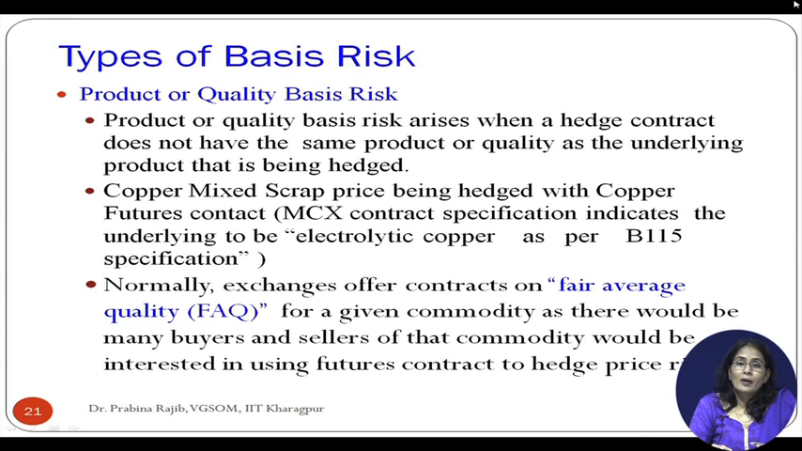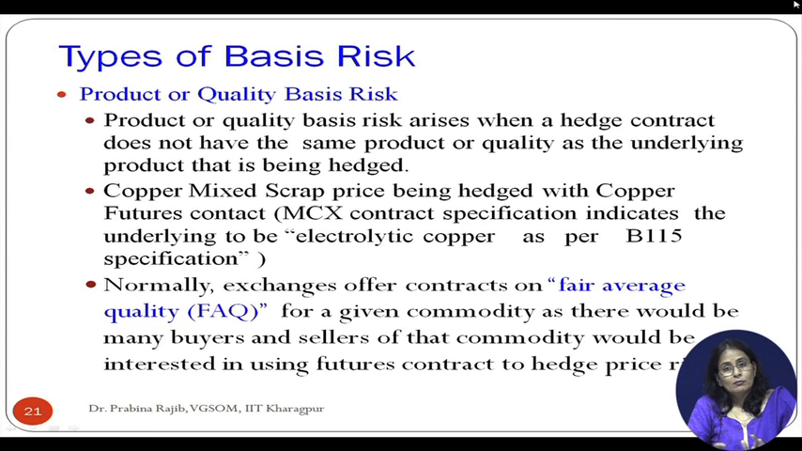Also, at this point of time, I would like to discuss one interesting aspect. A commodity can be available, or a commodity can be produced, with very, very varying quality, from a very poor quality to a very good quality. Now, when it comes to quality specification, which is given in black and white terms in a contract specification as per a commodity exchange, how does a commodity exchange go about deciding which quality specification it should mention in its contract?